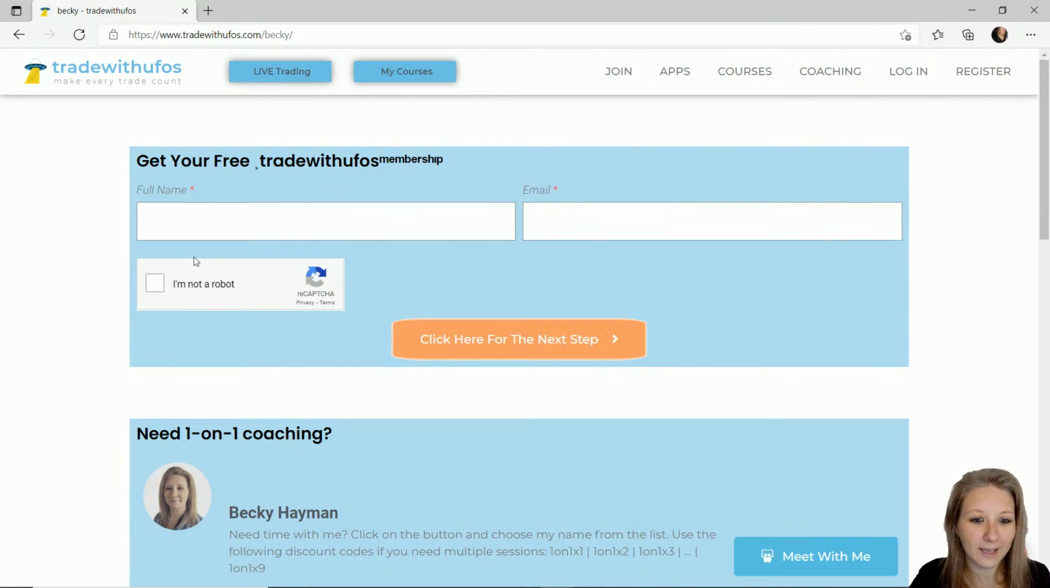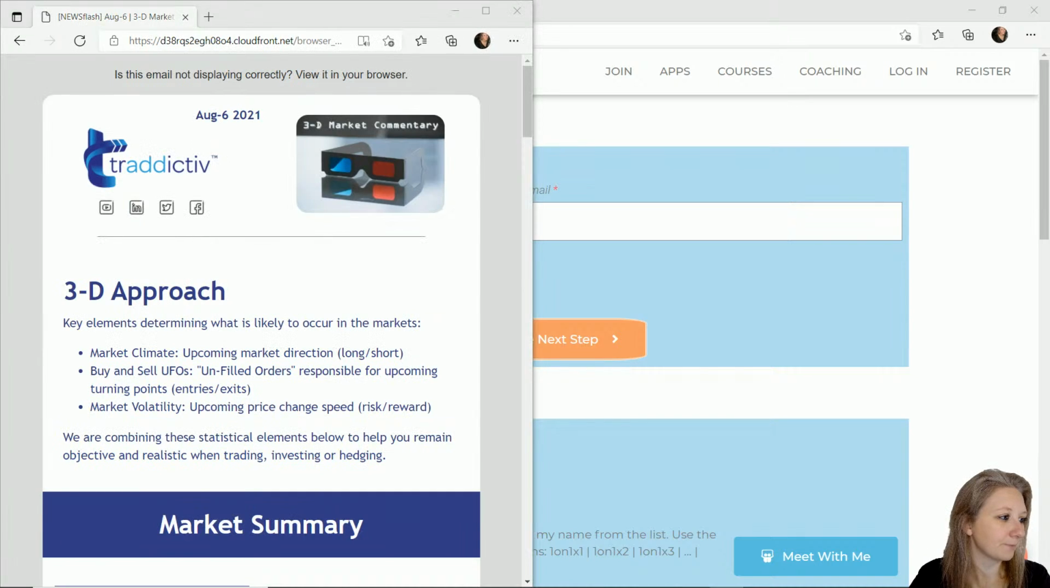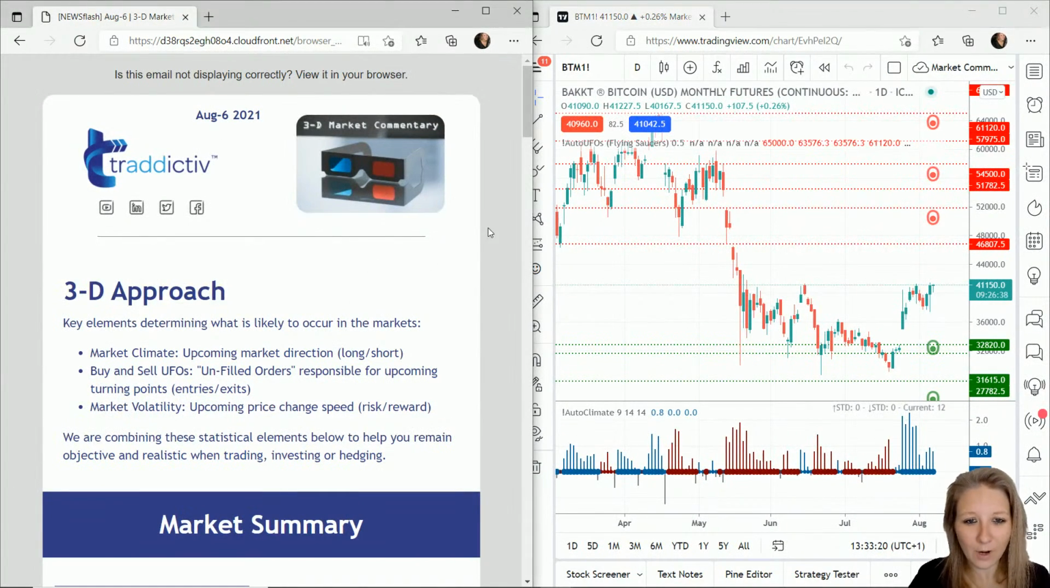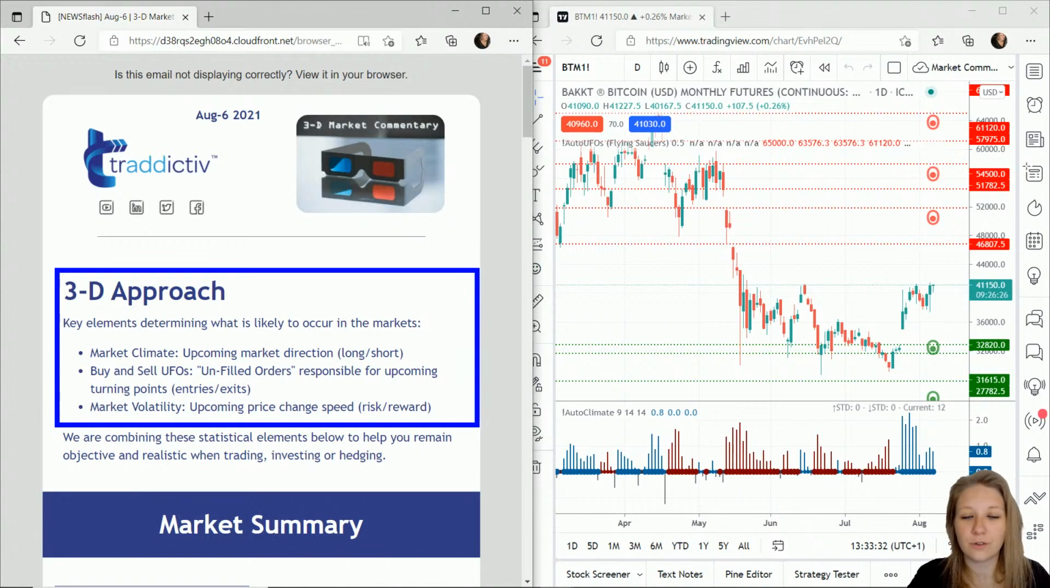Okay, so let's get into our 3D market commentary. Every day we send out an email, looks like this on the left-hand side. On that email, it has information on 5 major markets in the world. And we look at 3 separate elements per market, which is why we call it a 3D approach.